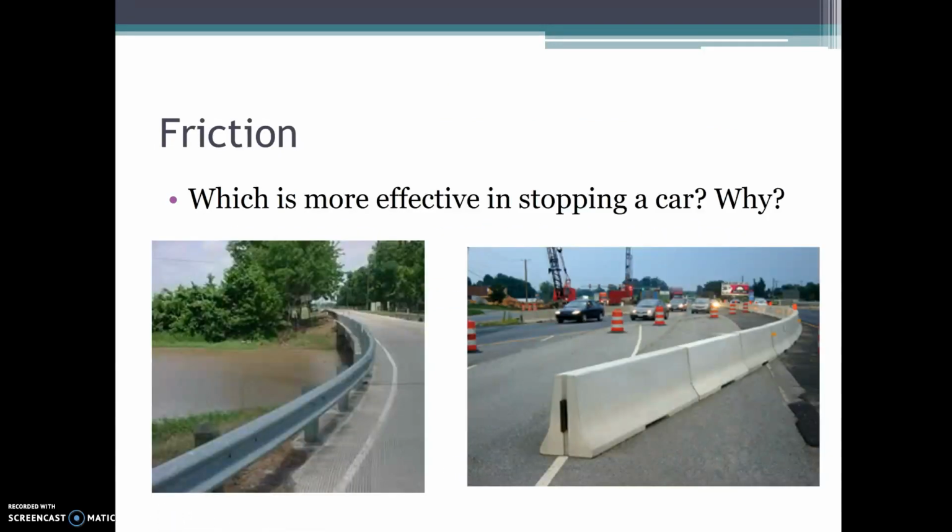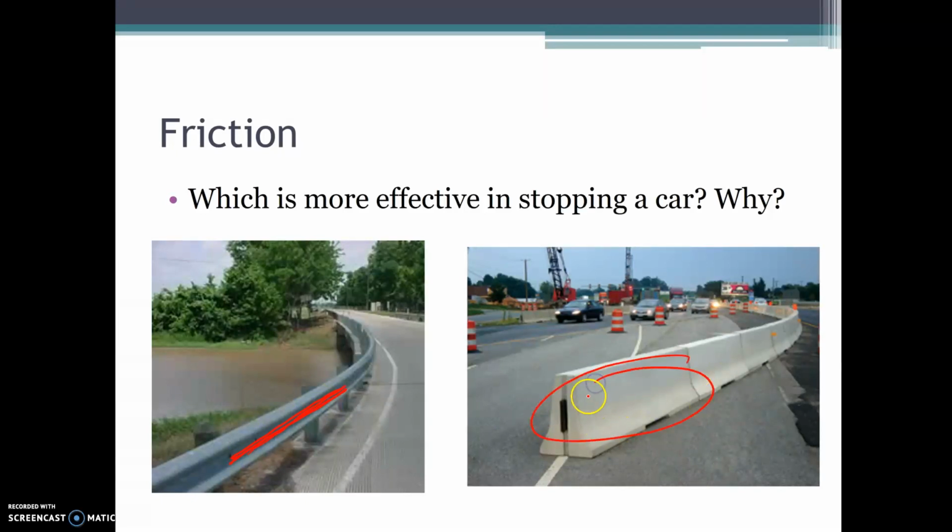So a question here, and I wish I was here to ask you about this one, but I'm not. Which is more effective in stopping a car and why? You've got a metal guardrail here, or you've got these concrete barricades here. The metal guardrail is effective at stopping a car, but when it does that, it scrapes metal on metal right along about the door of the car, right where you would get in.